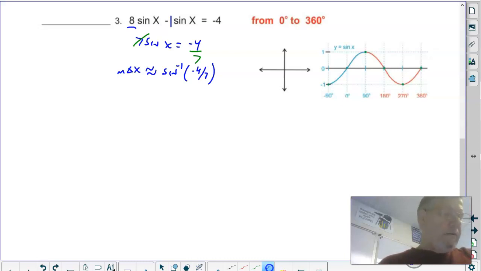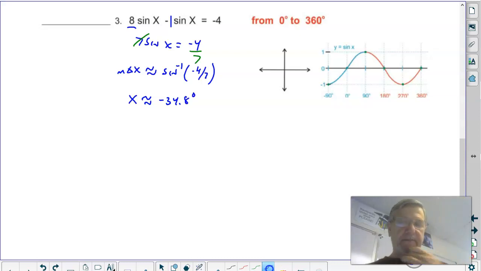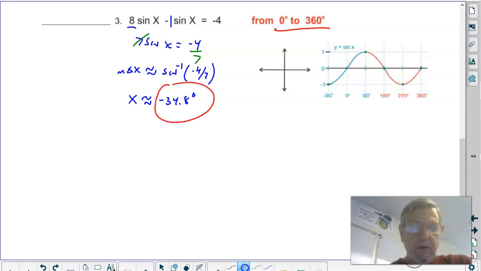Inverse sine. And now you've got to be careful here, because the measure of angle x is approximately -34.849. So that's still -34.8 degrees. However, look at our domain, 0 to 360. So we're involved with 0 to 360 degrees here, and therefore we have to come up with the coterminal angle that is the same as -34.8.